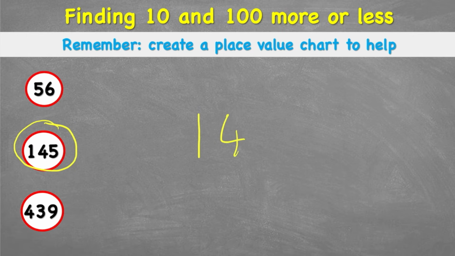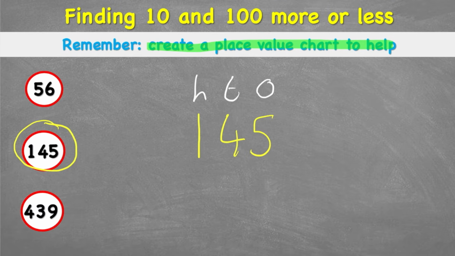So I have 145, and now let's remember our tip again, which was to create a place value chart to help us, which means I'm going to put my 1s or units, 10s, and now hundreds over the top. Now I'm going to look for what 10 more would look like. Well, which column am I going to focus on with 10 more? I'm going to be looking in my 10s column.